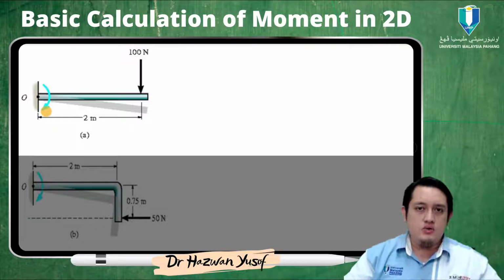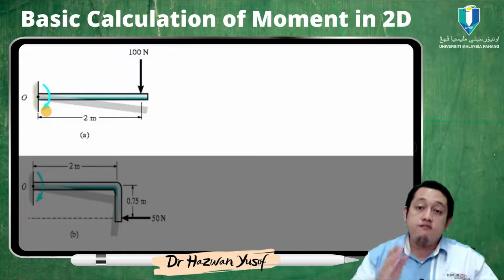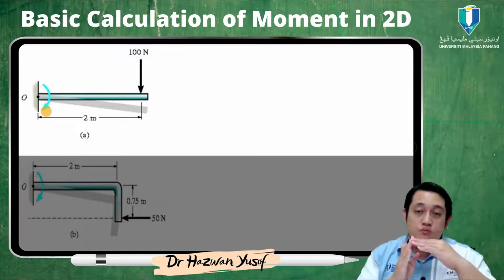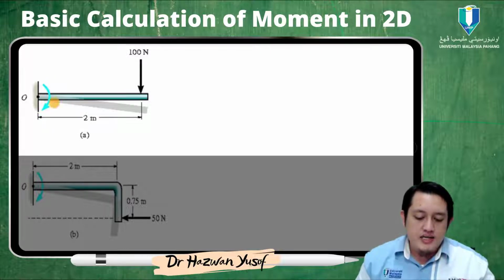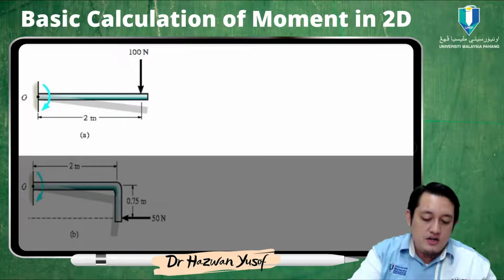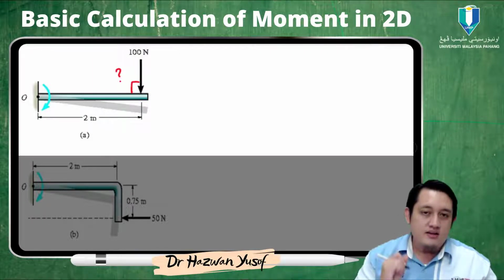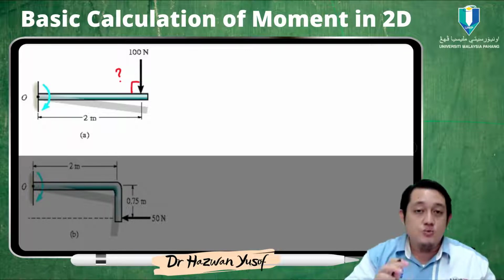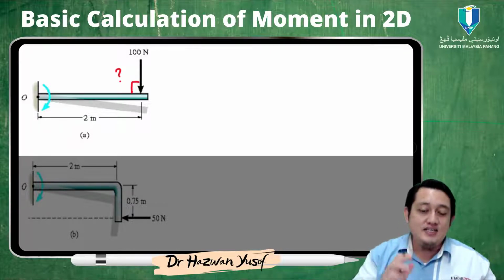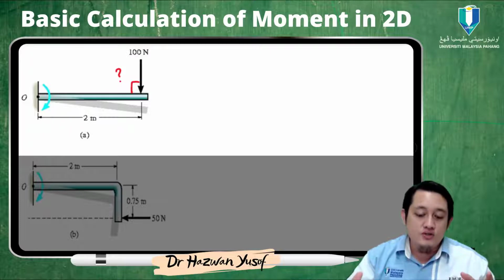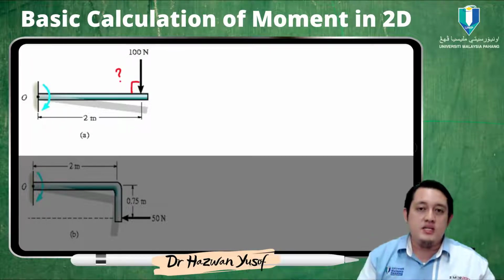How to calculate moment in 2D? In the previous lecture also, I already mentioned that we need to make the force and also the distance to be perpendicular to each other. So let's take a look at this figure here. We have a distance in this direction, and also we have a force in this direction. Is it 90 degree or not? The answer is yes. This one is in 90 degree. So we can use 100 Newton times 2 meter.